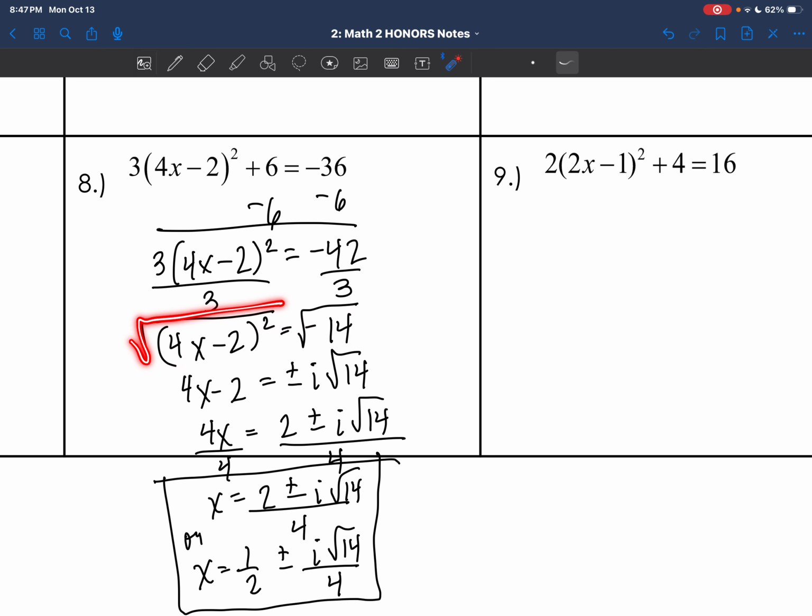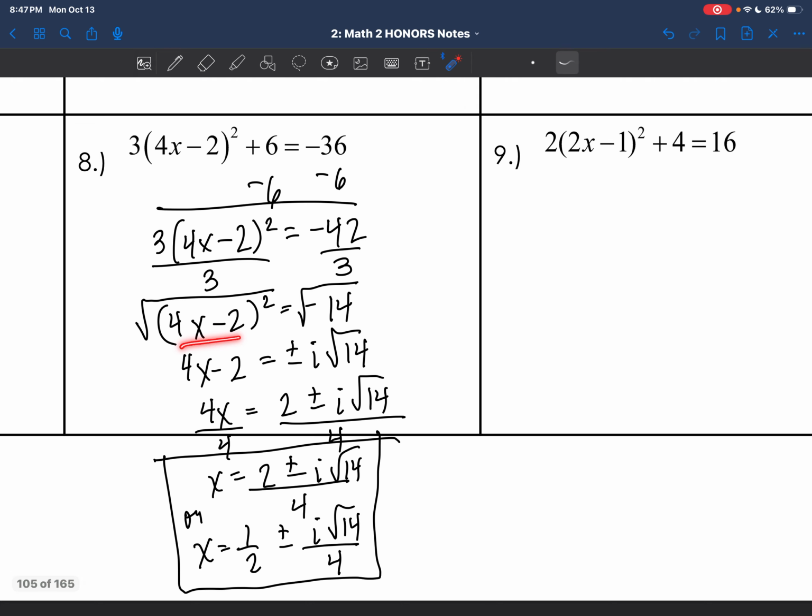Take the square root of both sides, and now you're going to get 4x minus 2 equals, and I've got a negative here, which we're going to factor out as i, and then don't forget to put your plus or minus, and root 14. Now that we've got this, we have to add 2 to both sides. So we're going to get 4x equals 2 plus or minus i root 14. And then we have to divide both sides by 4.